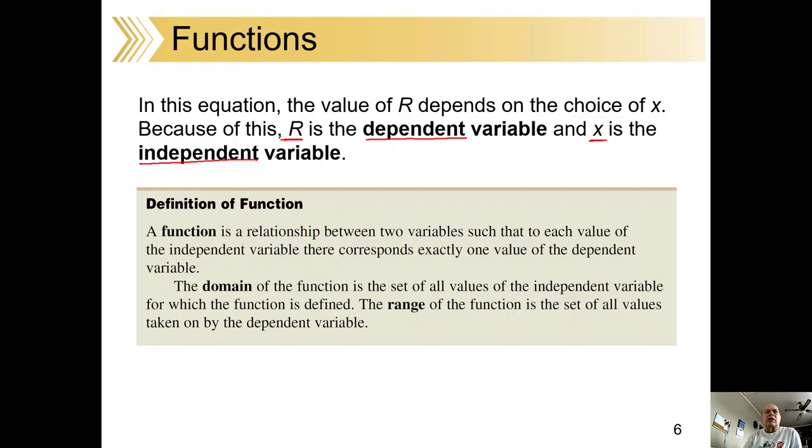So here's the definition of a function. There you go, the extra lines again. A function is a relationship between two variables that says each value of the independent variable, that's x, for every x, you get exactly one value of the dependent variable, y. Pick an x, you get exactly one y back for your money.